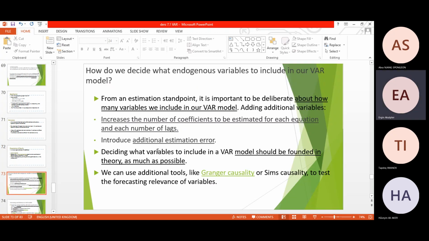How do we decide what endogenous variables to include in our VAR model? From an estimation standpoint, it is important to deliberate about how many variables we include in our VAR model. Adding additional variables increases the number of coefficients to be estimated for each equation, and each additional lag introduces additional estimation error. Deciding what variables to include in your vector autoregressive model should be founded in theory as much as possible, and we can use additional tools like Granger causality or Sims, as I mentioned to you, to test the forecasting relevance of variables.